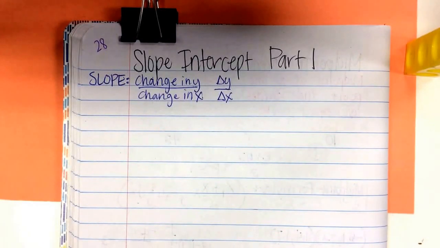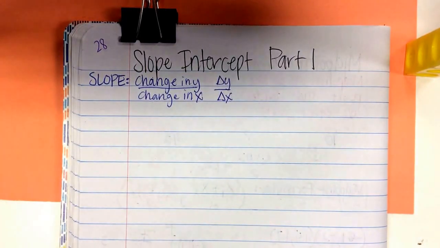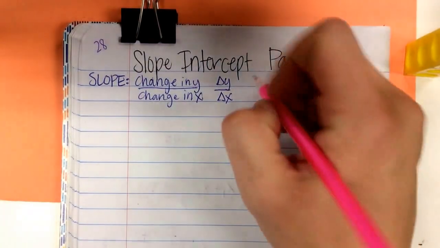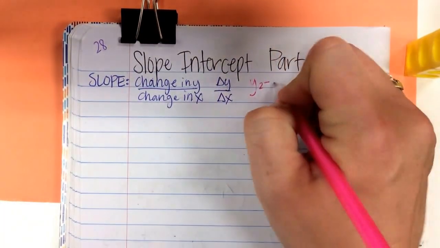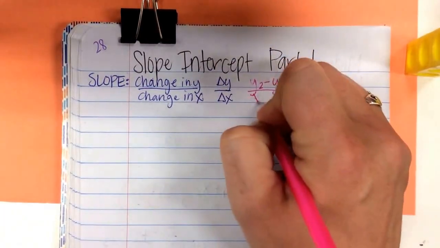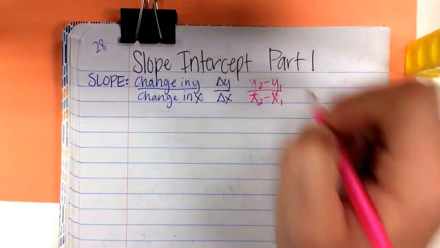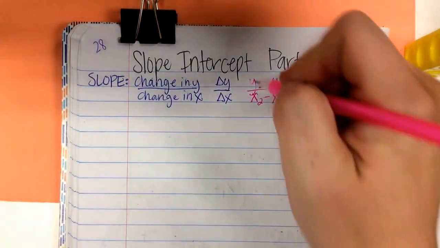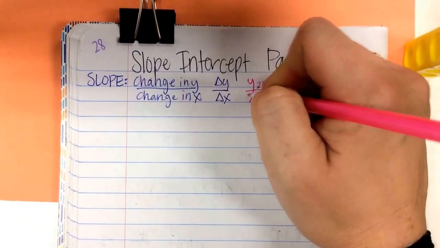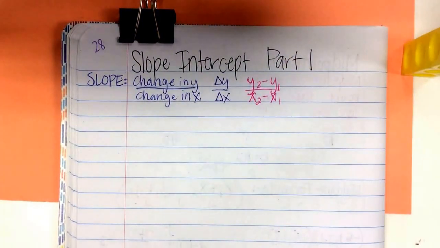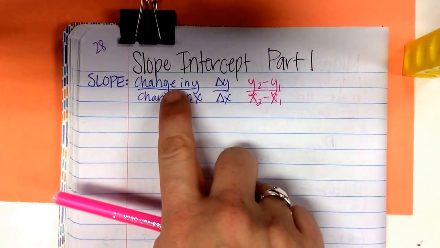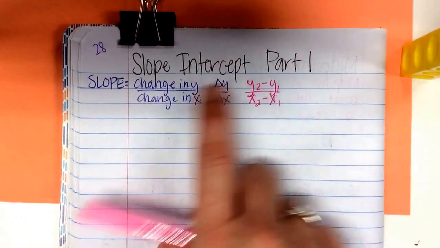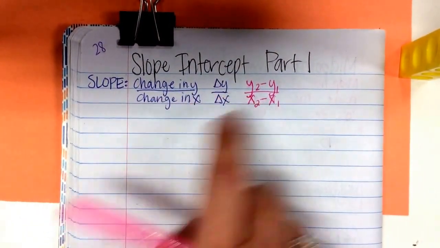What's another formula for slope? y2 minus y1 over x2 minus x1. Right, that's if they give us an ordered pair. You subtract the y's, you subtract the x's, it's the change in y, subtracting, and the change in x, subtracting.